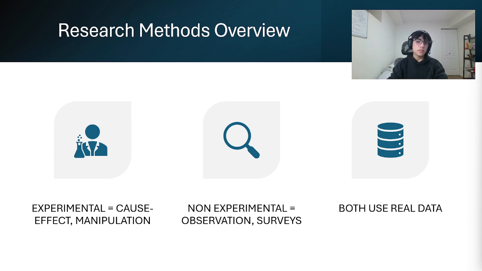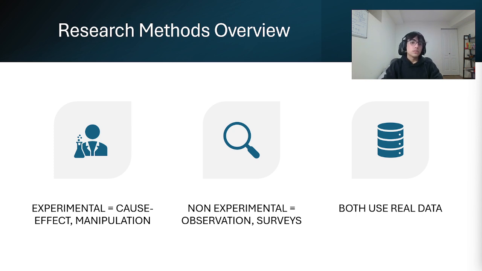Non-experimental research, on the other hand, involves observing and measuring variables without interference. These studies are often correlational or descriptive, and they help researchers understand relationships but they cannot prove causation.